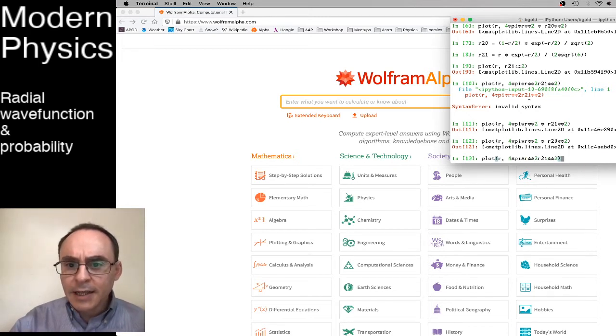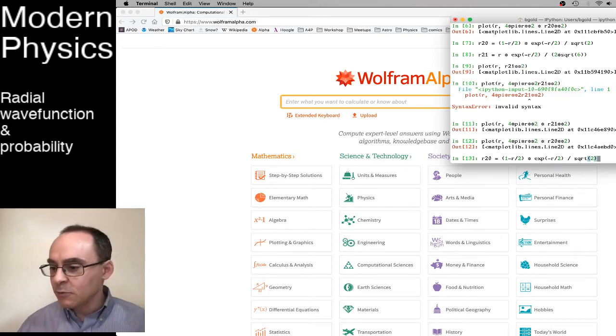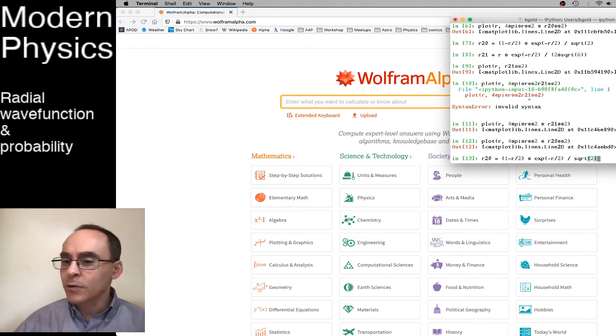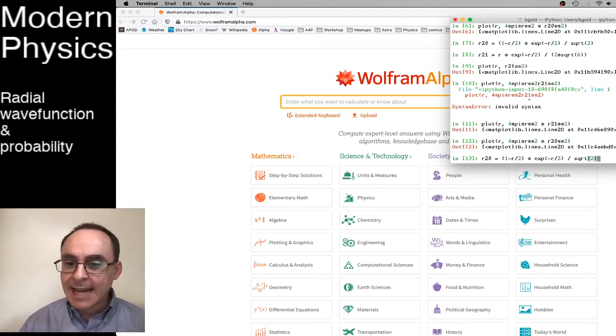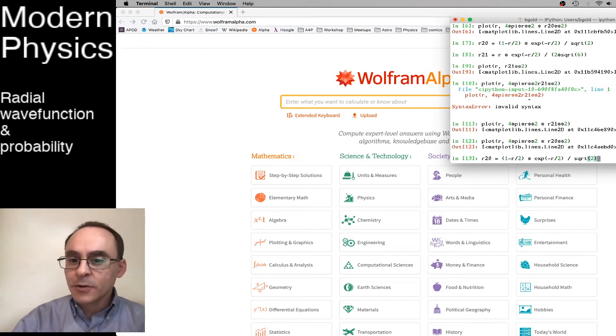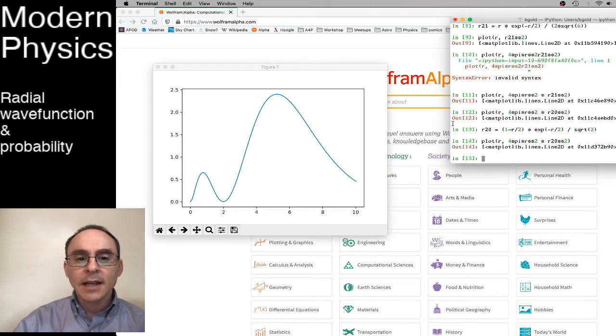Here I'm basically ignoring some of the constants, and I'm setting a naught equal to 1. So whenever I make a plot, any distance in this plot, like on the horizontal axis, is going to be in units of a naught. So if it says 1 on the plot, that's really 1 a naught, and if it says 2, it's 2 a naught. So that's my radial wave function, and then if I want to plot it, I can plot this, and it shows me a picture.